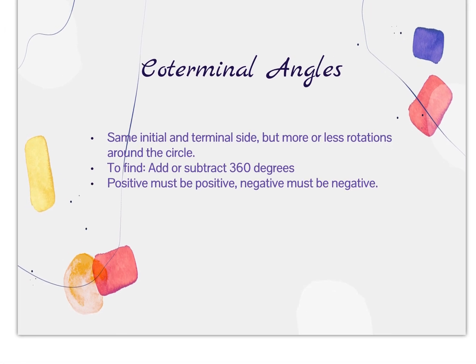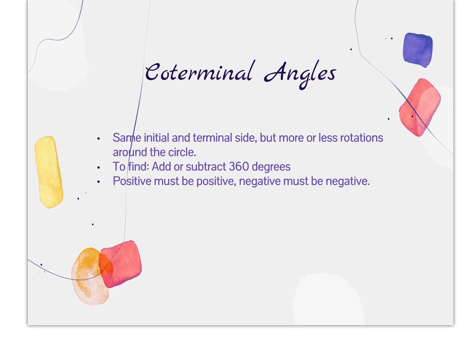Now we come here and we talk about coterminal angles. We kind of showed you a couple of coterminal angles, even though I don't think that I mentioned it when I did it. It's basically where you have the same initial side and terminal side. So you start and end in the same place, but one has more or fewer revolutions or rotations around the circle. So for example, let me show you what I mean by that.